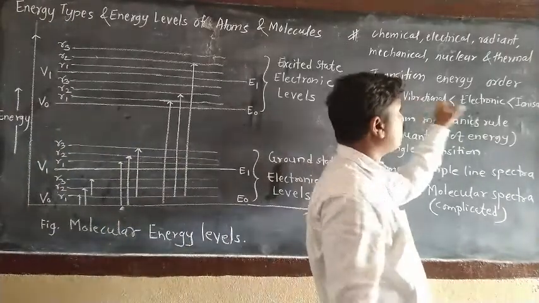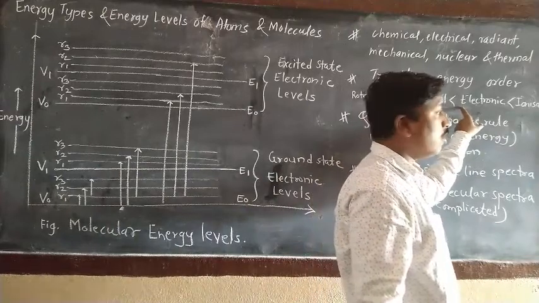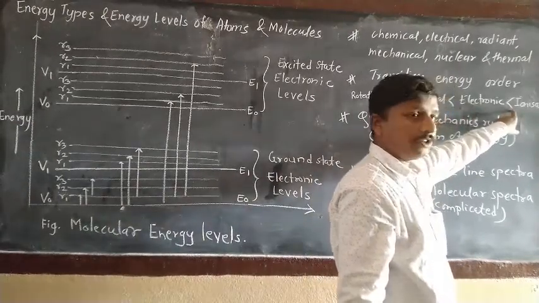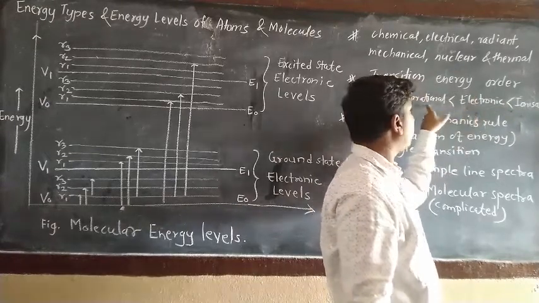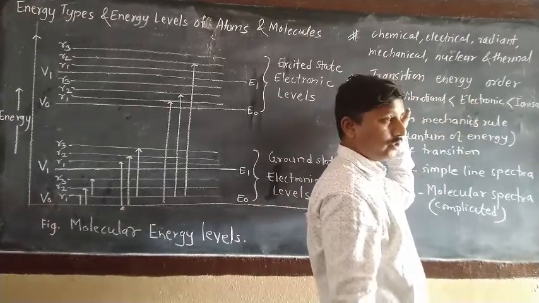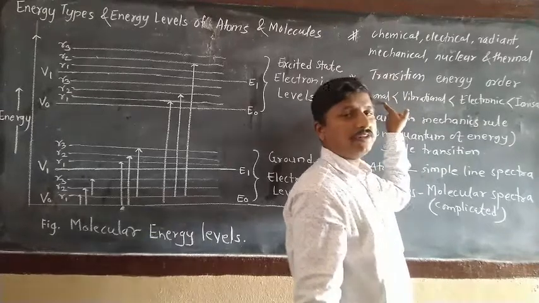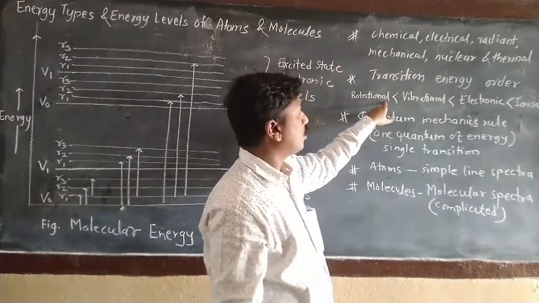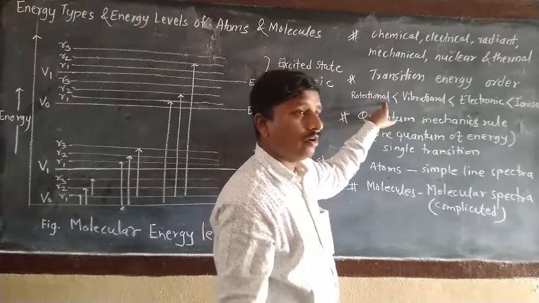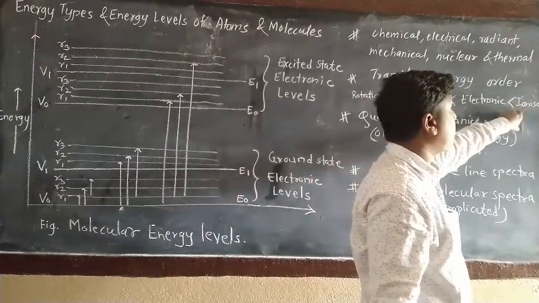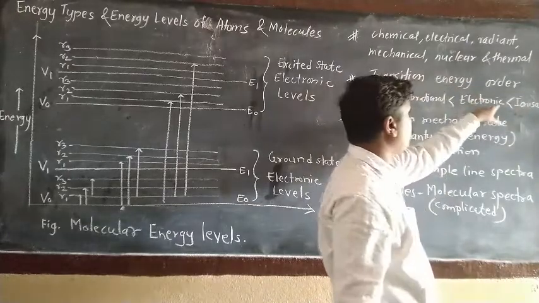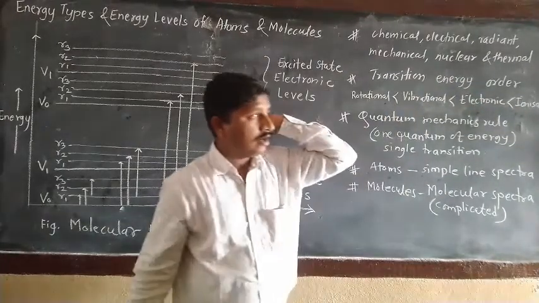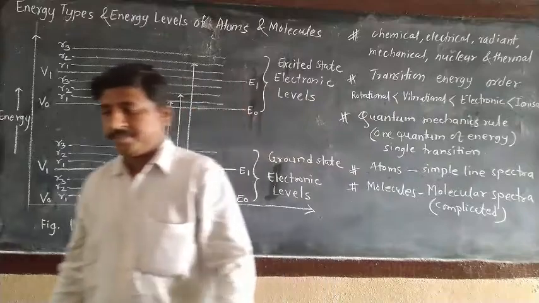Generally, this is the transition energy order, where more energy is needed for ionization than for the electronic excitation transition, then the vibrational, and then the rotational. So less energy is needed for the rotational transition, while more energy is required for the ionization transition. This is the transition energy order in decreasing order. Okay.